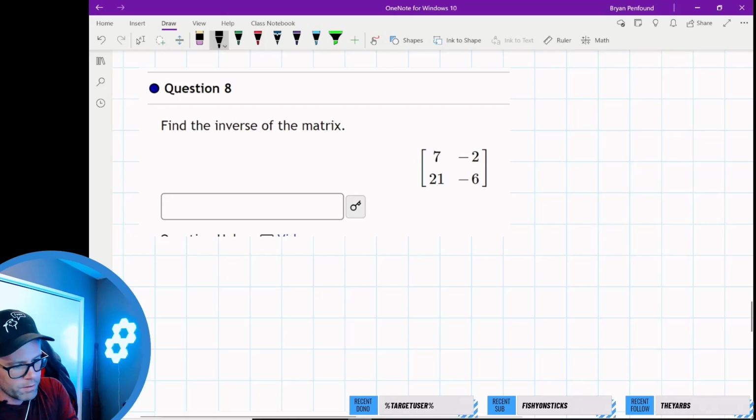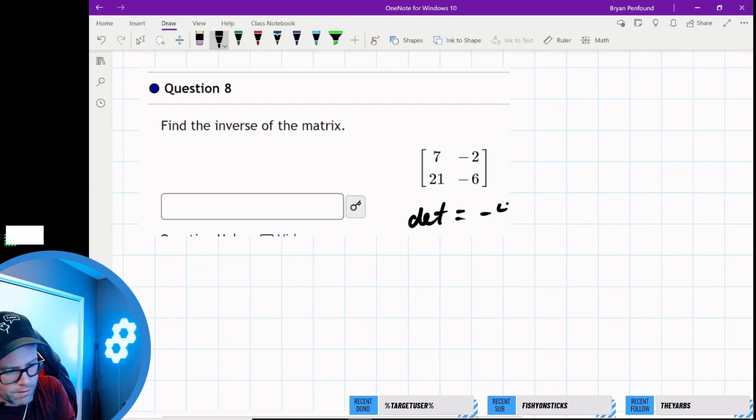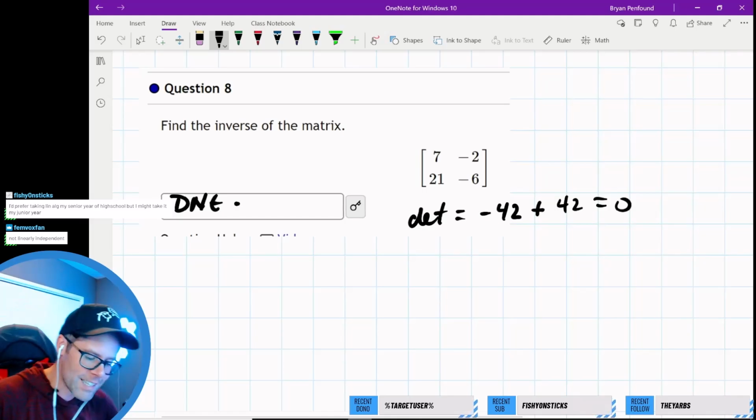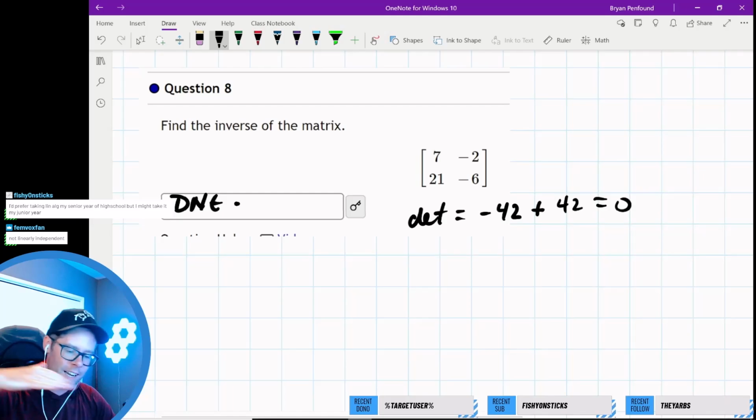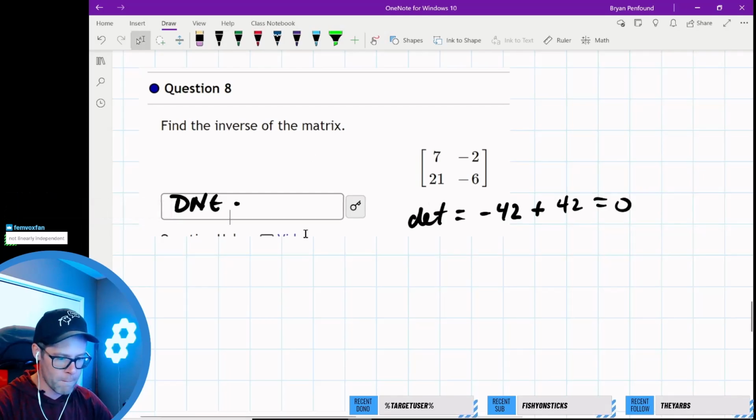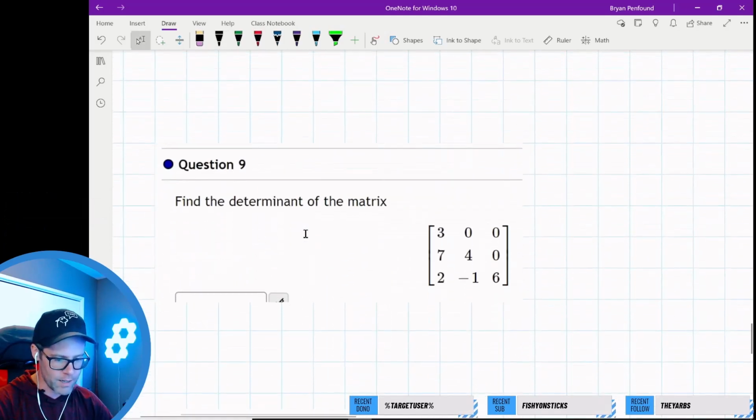Question 8, find the inverse of the matrix. Sure. So the determinant here should be -42 minus negative... Oh, what? How dare they? I can see it now too. That first row, which is 7, -2, if I multiply that by 3, I get 21 and -6. So that's why I'm getting a determinant of 0 here, because that second row is actually 3 copies of the first row. Damn, so that does not have a determinant.